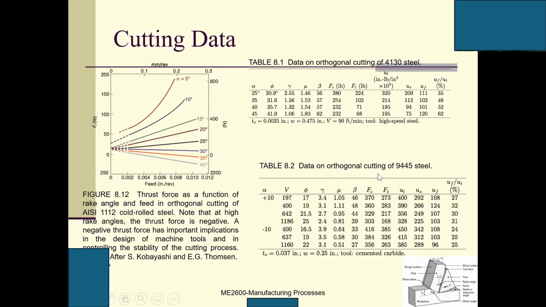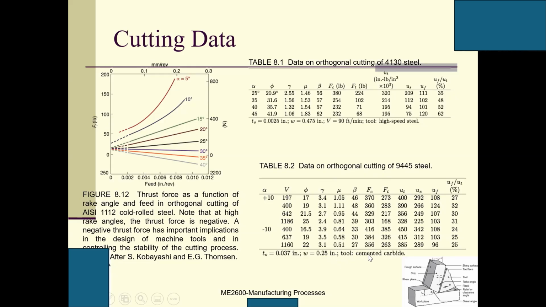So this is data on orthogonal cutting 9441. Different alpha, plus 10, minus 10, and velocity, phi, gamma, mu, beta. This is Fc, Ft, Ut. The total Ut is the total specific energy. Us is the shear specific energy, and Uf is the friction specific energy.